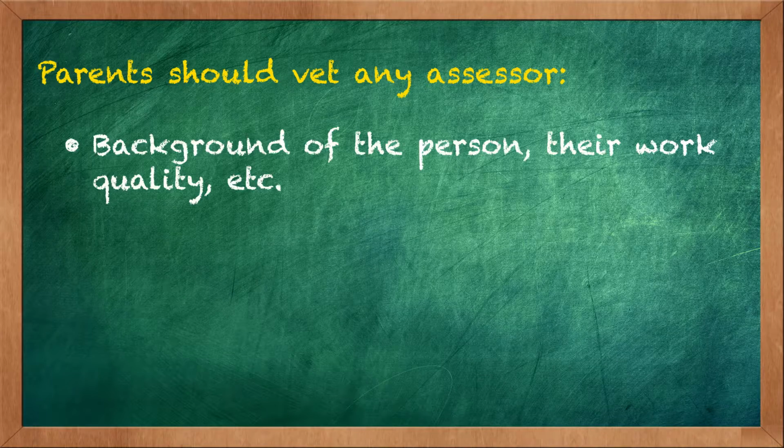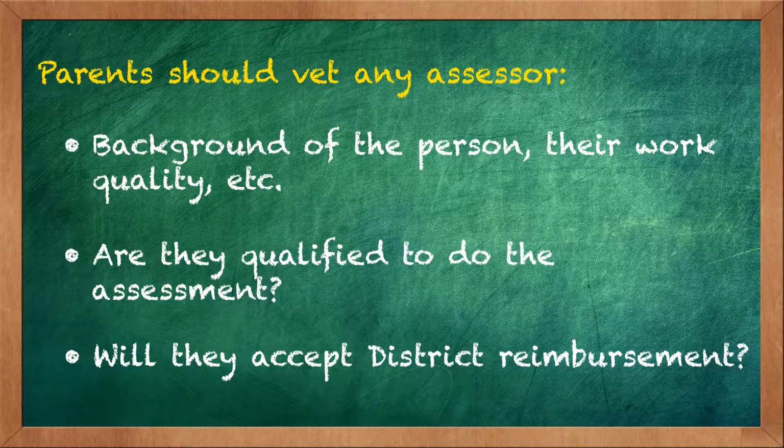There are also a few other issues parents should consider when they request IEEs. One is vetting the IEE assessor. When you are granted an IEE, you'll likely receive a list from the district of possible assessors. The list is not exhaustive. Parents should research all of the assessors on the list and check the background of the person, their reputation in the community, and other factors. Parents should also feel free to research other assessors who are not on the list. It's perfectly acceptable to inform the district that you will be using a different assessor than the ones they provided to you. Just make sure that the assessor you choose is qualified to do the assessment you want, and that they will accept district reimbursement.